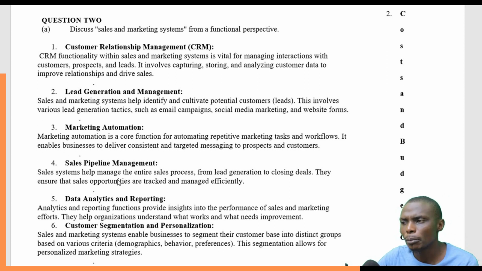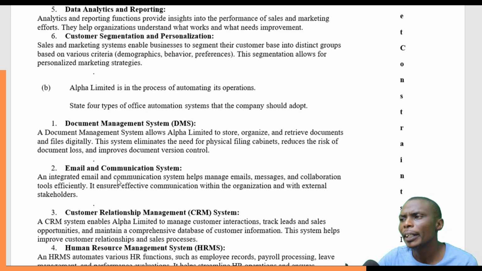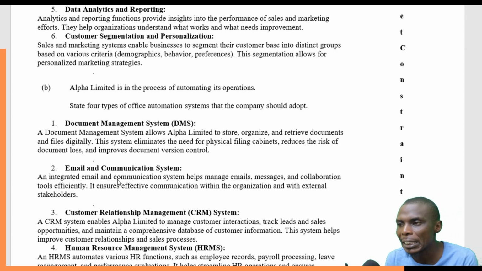Then part B of the same question says, Alpha Limited is in the process of automating its operations. State 4 types of office automation systems that the company should adopt. So they are moving away from manual systems to automating their systems, and now we want to look at different automation processes that this business can consider in its operations.